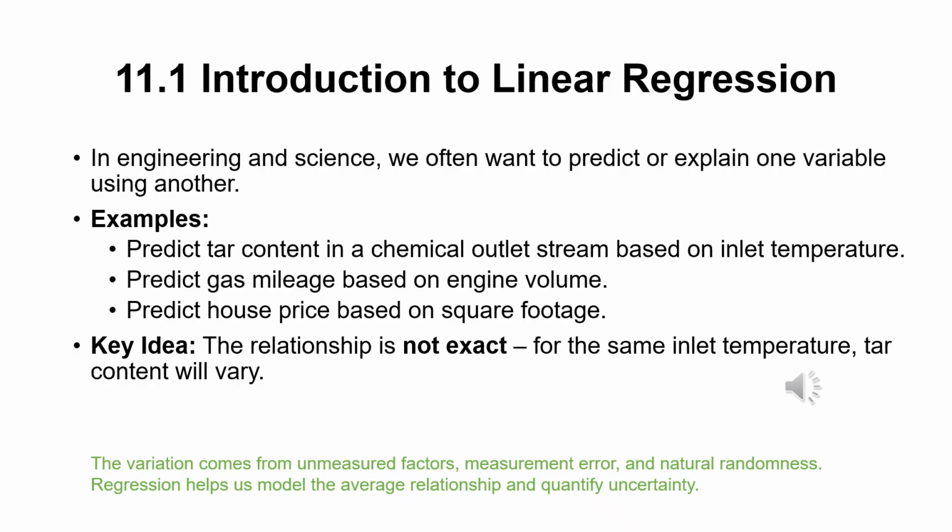The key idea here is that the relationship is not exact. Even if the inlet temperature is the same, tar content will vary slightly from sample to sample. That variation comes from unmeasured factors and natural randomness. Regression allows us to model the average trend and quantify how much individual points deviate from that trend.